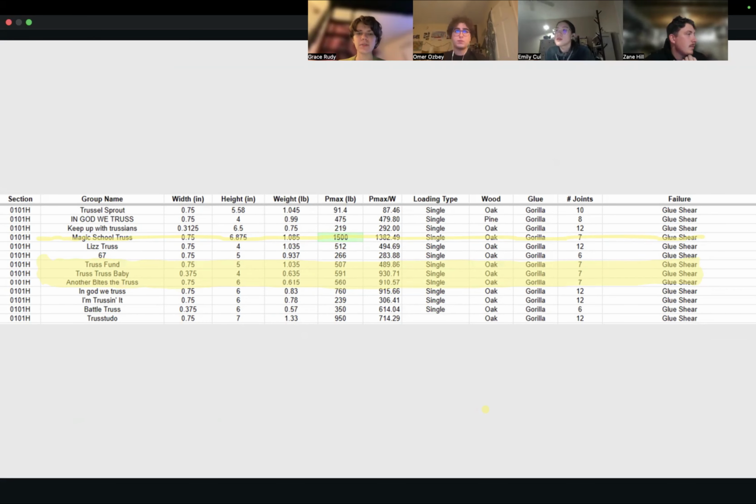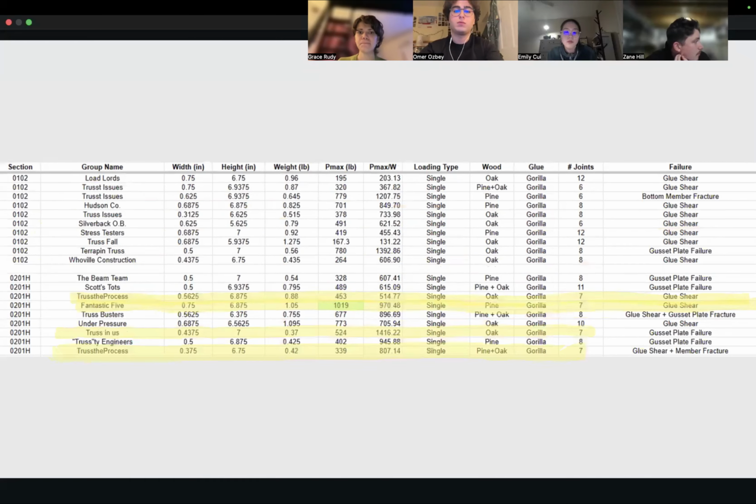And then it compares their Pmax total, the weight they got, and their height and width compared to what we had, trying to show the differences in the type of wood used and the height and width, and how it affected how much weight it was able to bear. The same thing goes for some of the other sections as well: if their height increased or decreased, how much Pmax were they actually able to hold.